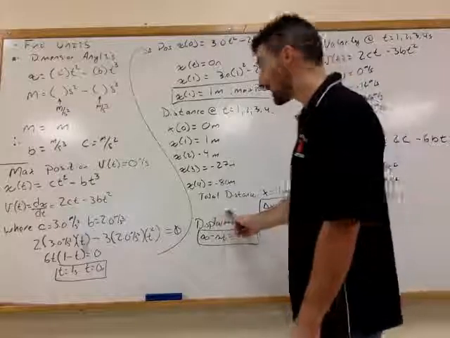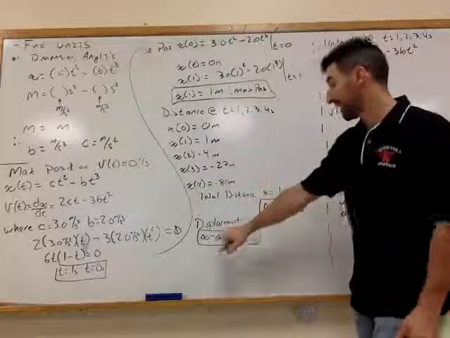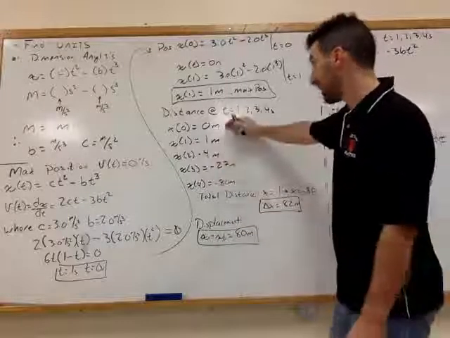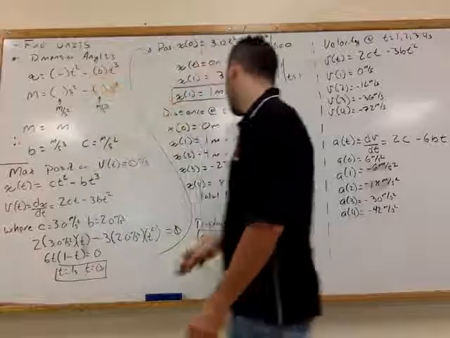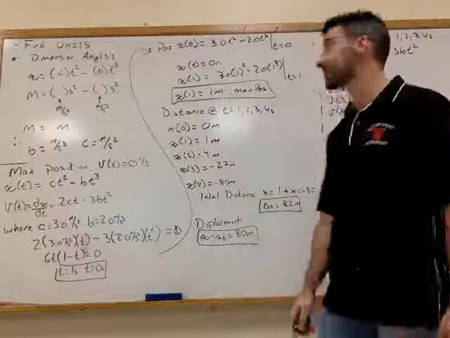My displacement, on the other hand, is by definition how far I've gone from start to finish. It is x minus x naught. I started at 0, doesn't matter where I went. I ended at -80. My displacement has to be 80 meters.